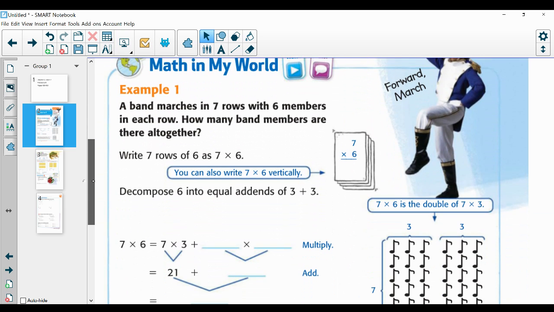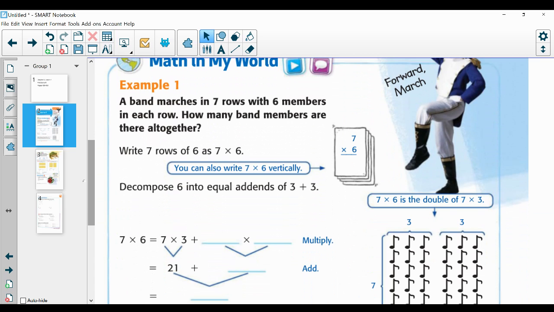Okay, so let's do our three read with our word problem. A band marches in some rows with some members in each row. So I know that there's a band, and there's rows, and there's members in each row. So now I'm going to read it with the numbers. A band marches in 7 rows with 6 members in each row. So now I know there's 7 rows, there are 6 members in each row.